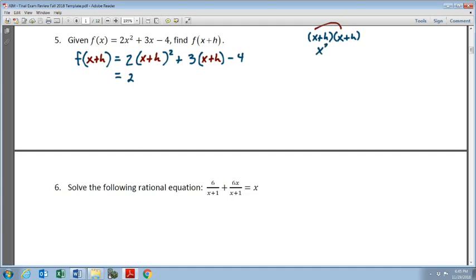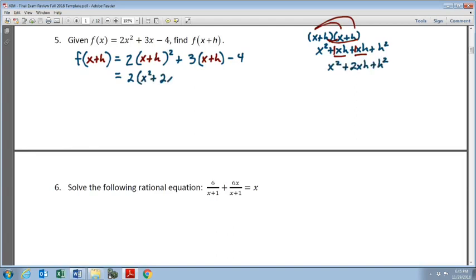x times x will get x squared. x times h is our outer product. So remember, it's first, outer, inner, last. Our outer product is xh. Our inner product will also be xh. I could write hx, but I'm going to write them the same way. And then our last product is h times h, or h squared. We do have a couple of like terms here with coefficients of 1. A 1xh and another 1xh makes 2xh.